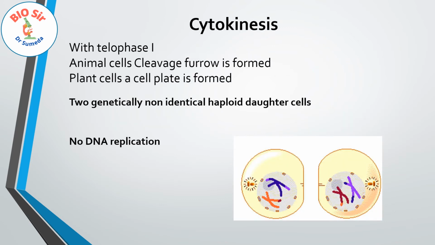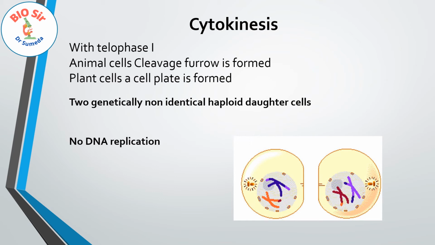Cytokinesis happens simultaneously with telophase 1. As we know, in animal cells a cleavage furrow is formed, and in plant cells we will have a cell plate. As a result, two genetically non-identical, but haploid, daughter cells will be formed.